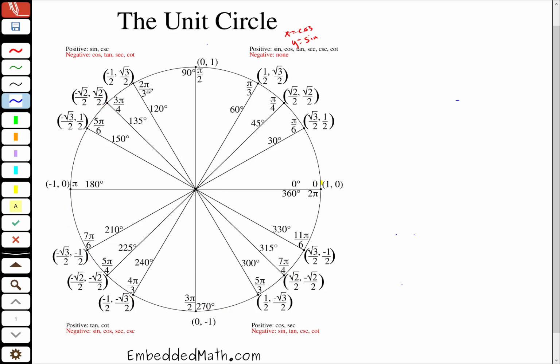Okay, so let's do one problem that looks like this. Some of the problems will look like, let's do sine of 45 degrees plus cosine of pi over 3.